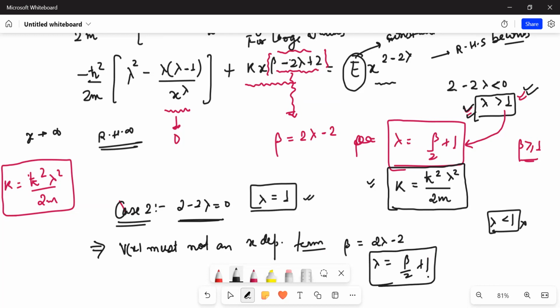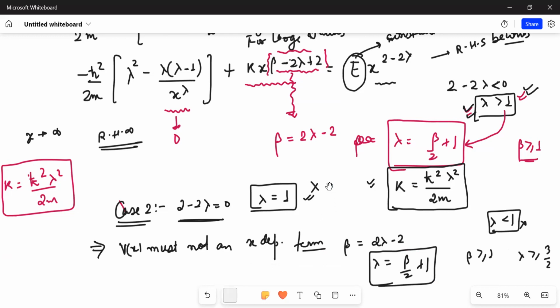But now here is a discrepancy. Why? Because beta is already given greater than or equal to 1. If beta is greater than or equal to 1, then lambda strictly would be greater than or equal to 3 by 2. So this cannot be the case. Lambda cannot be equal to 1. So there is a discrepancy.